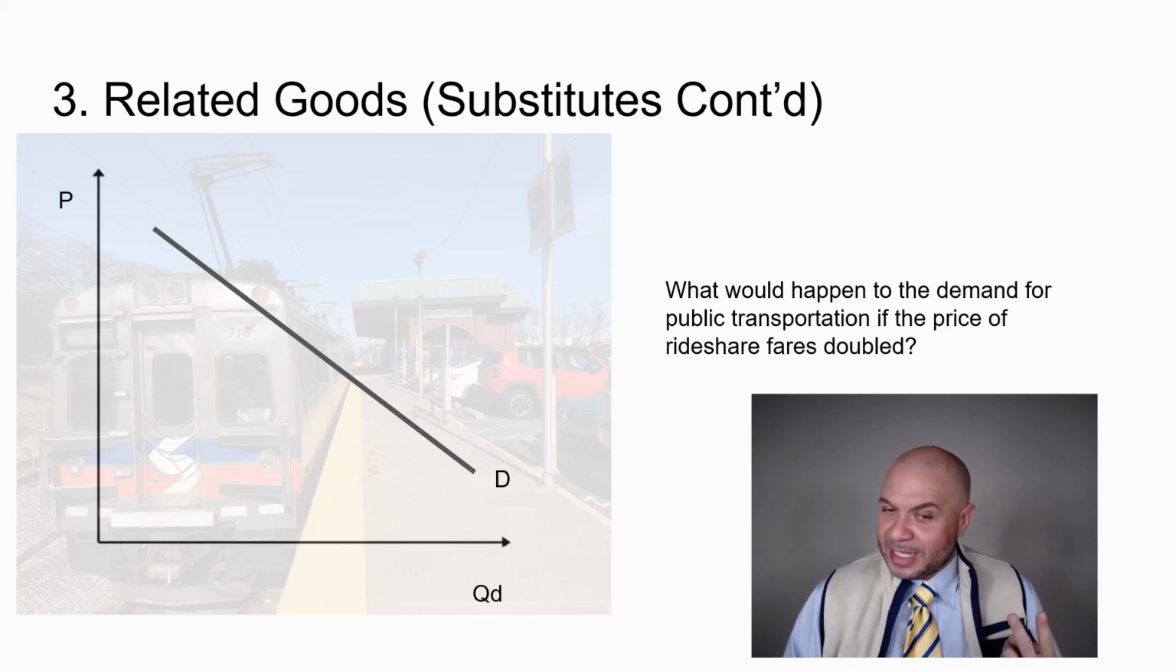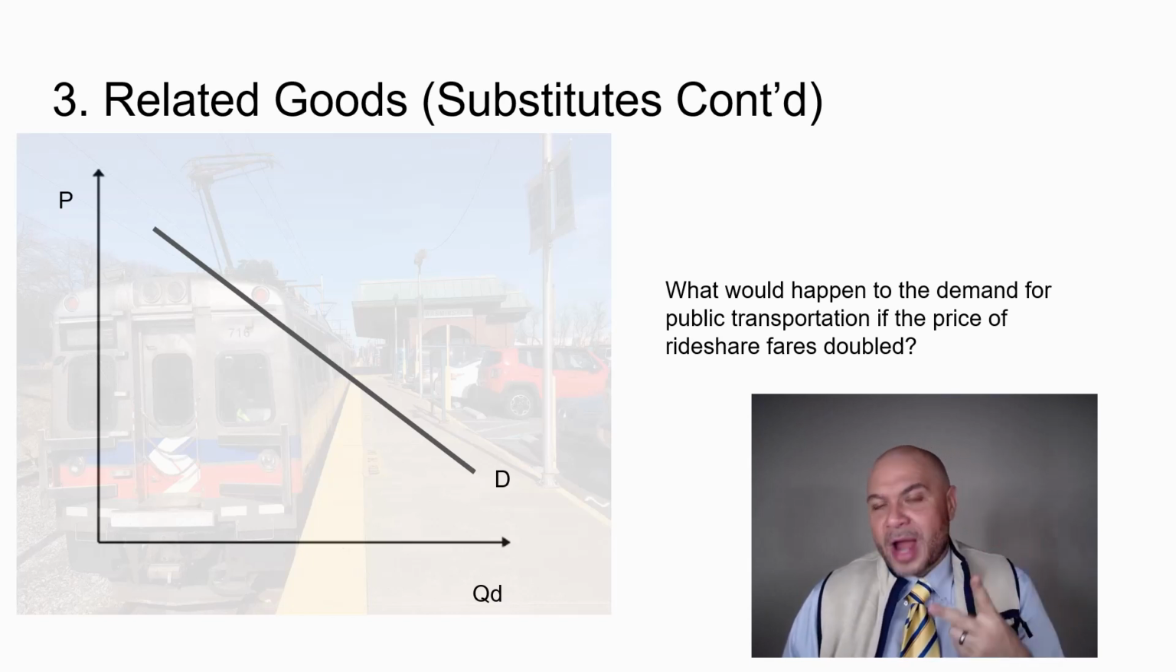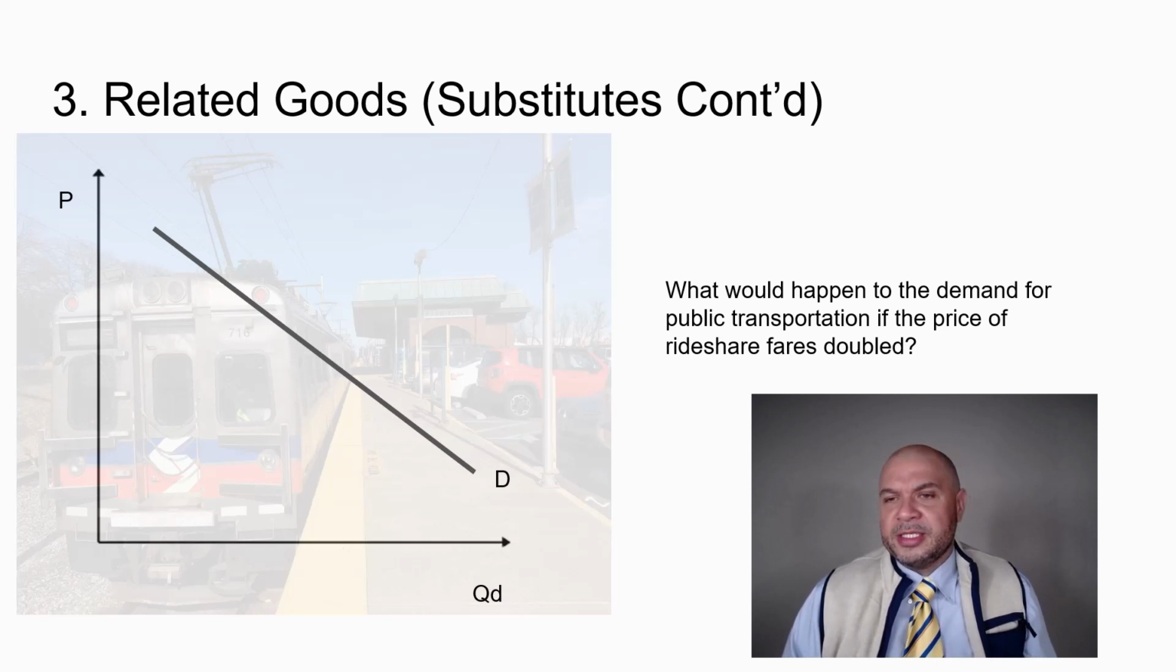Now, what did I say for my tip of the day? Whenever there's two items mentioned, ask yourself, how are those two items related? Now, public transportation, rideshare. So rideshare, we're talking about things like Uber and Lyft, right? So they don't go together, but those can be substituted for each other, right? You can either take public transportation or you can take Uber. So therefore, let's look at our scenario once more. What would happen to the demand for public transportation if the price of rideshare fares doubled? So the price of Uber and Lyft is doubled.